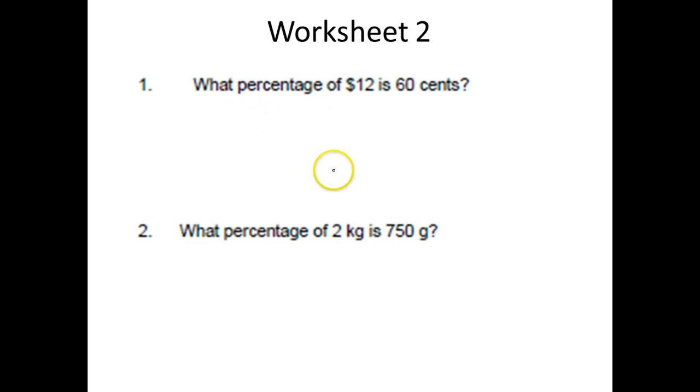Worksheet 2. What percentage of $12 is 60 cents? First, I must change my dollar and cent to the same unit. So $12 is 1,200 cents. So I take 60 out of 1,200 times my 100%. The answer would be 5%, because when I cancel, I will get 5.